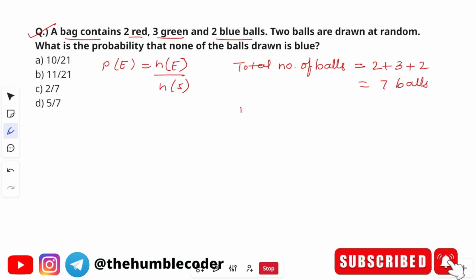Now n of s we have to calculate, right? Out of these 7 balls we have to draw 2 balls, so in how many ways can we do that? 7C2, which means the combinations formula. If you solve it, it is simply 7 into 6 divided by 2 into 1. Now when we solve it, 2 3s are 6 and 7 3s are 21. So the n of s value we have got is 21.